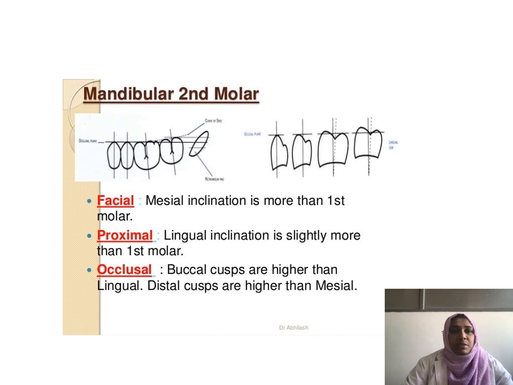And coming to the mandibular second molar, from the facial side, mesial inclination is more than the first molar, and proximally lingual inclination is slightly more than the first molar, and from the occlusal side, the buccal cusps are higher than the lingual, and the distal cusps are higher than the mesial.